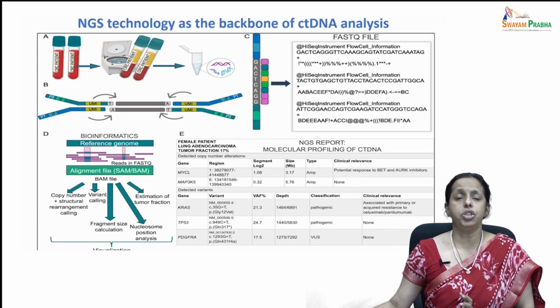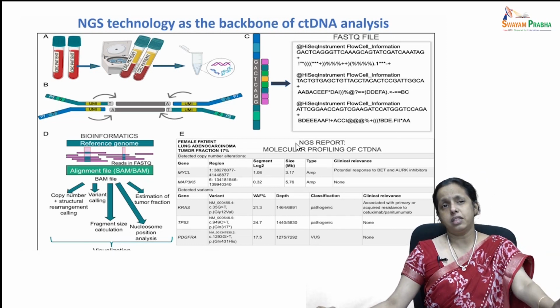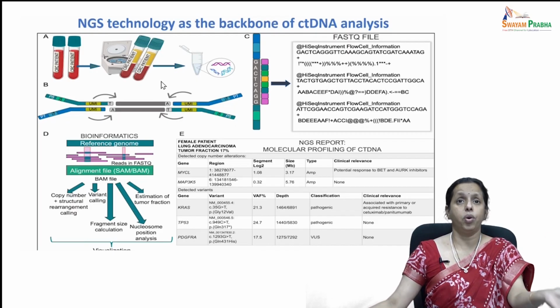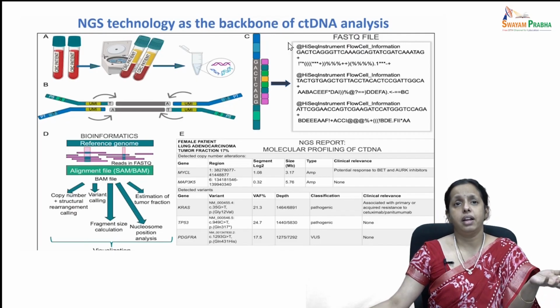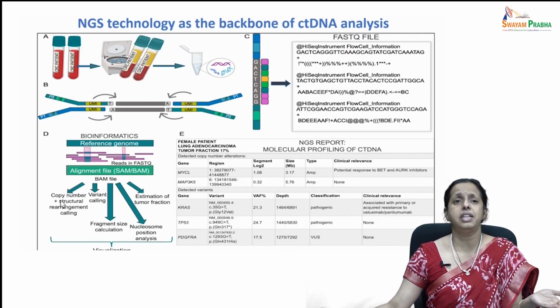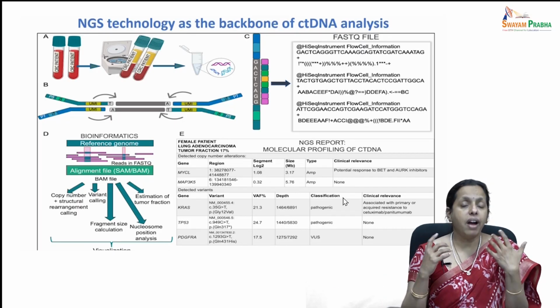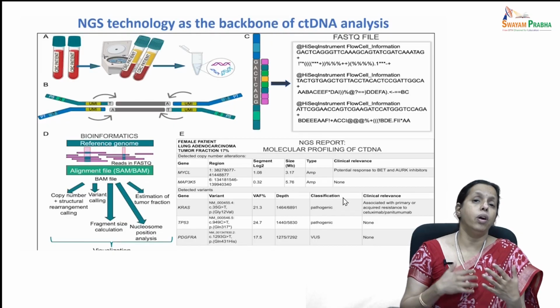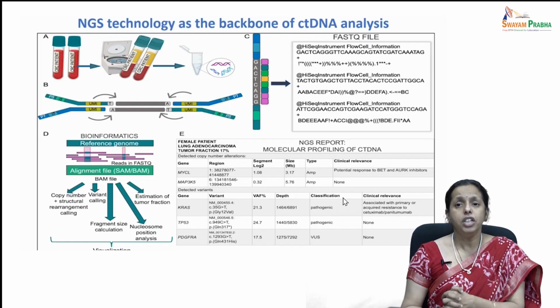For example, a lung cancer patient has come to the clinic. Instead of going for the biopsy, you take the blood, take the ctDNA and then go for NGS analysis. You get a report like this. So how will you define the outcome of the disease, or how will you want to change the therapeutic response? This is what is being discussed in your tumor boards.